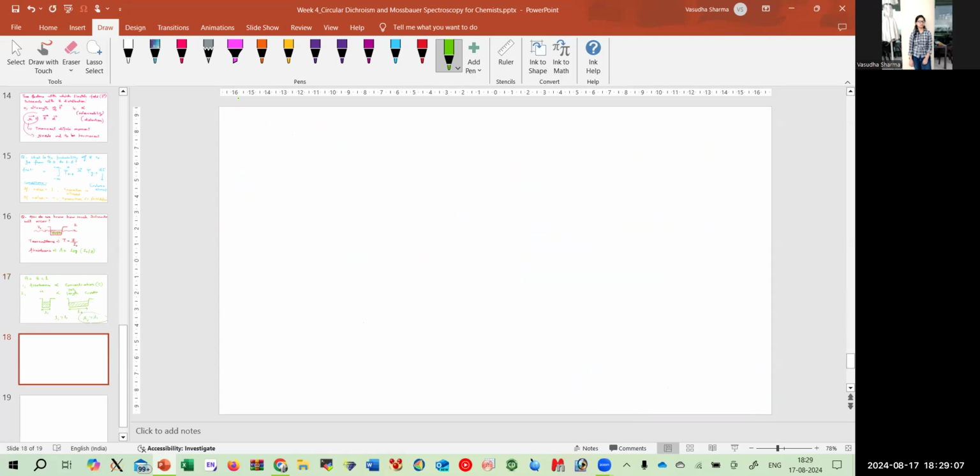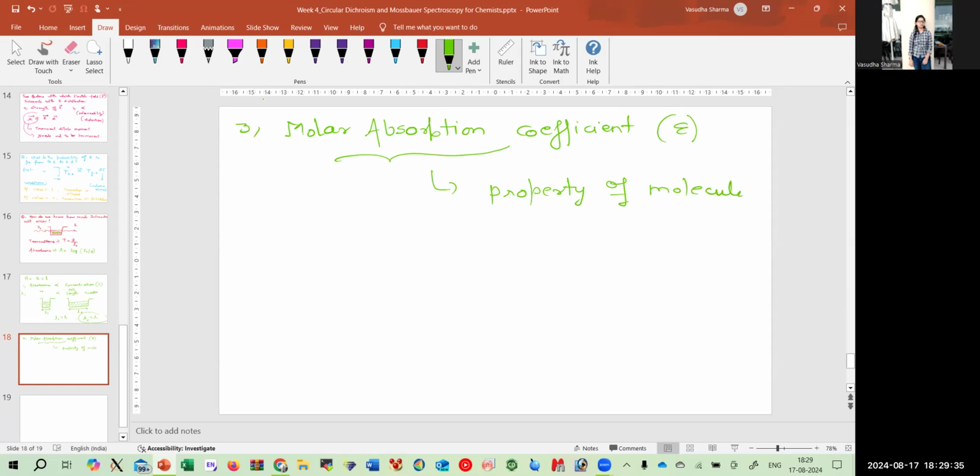Followed by the third, that we have is the molar absorption coefficient, which is given as epsilon. This is basically a coefficient of the molecule, so it's a property of the molecule. It varies from molecule to molecule, whereas the concentration and the length are the system properties. So if the epsilon value is high, then you will get more absorbance. So what is basically this epsilon?